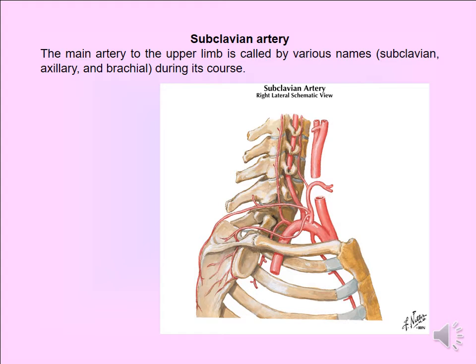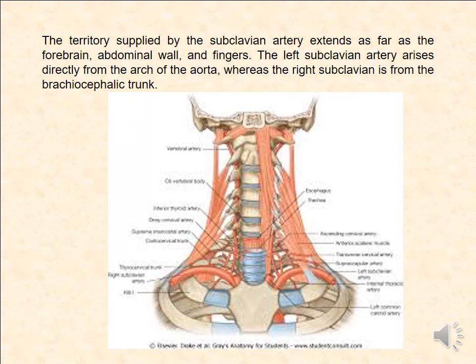The main artery to upper limb is called various names: subclavian artery, axillary artery, brachial artery. During its course إذا يبدي subclavian artery وبعدين يروح axillary artery and تيجي brachial artery. هاي كلها اللي artery of the second branch of the aortic arch. The territory supplied by subclavian artery extends as far as the forebrain, abdominal wall, and fingers.